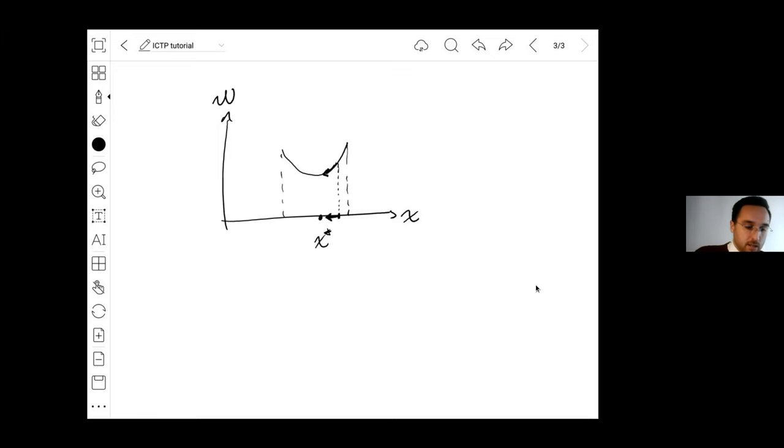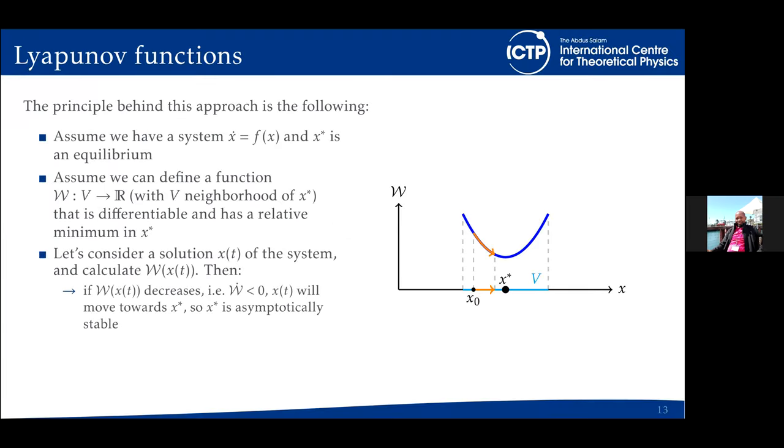Yes. Okay, great. So, okay. What I've told you now is absolutely non-rigorous.